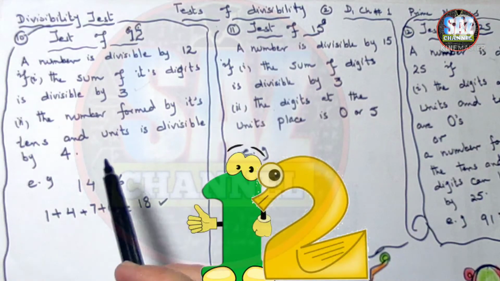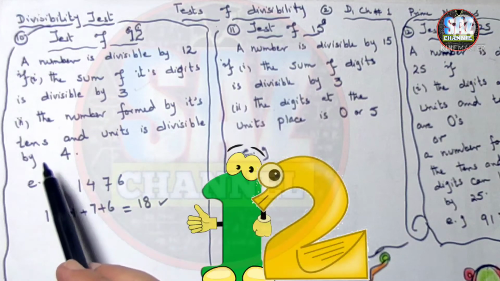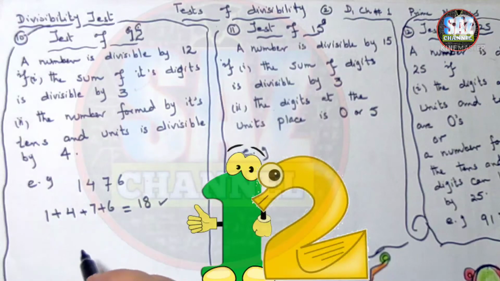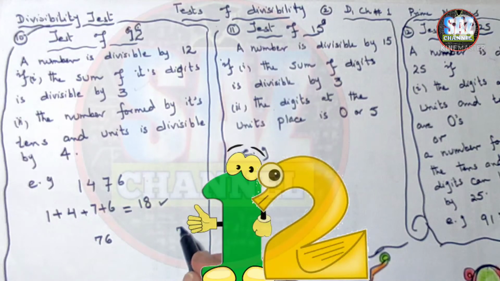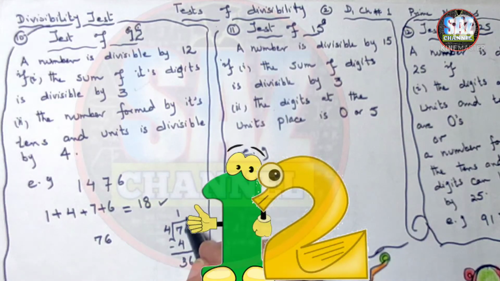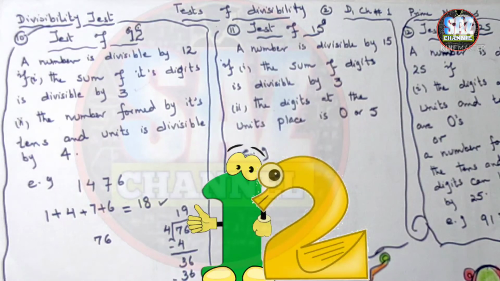And the second condition is that we have to check whether the number formed by the tens and units place is divisible by 4 or not. That is the number 76, and let's see whether 76 is divisible by 4 or not. 4 ones are 4, and we have 3 as a remainder, and 4 nines are 36. So it means as 1476 is divisible by 3 and 4 both, so 1476 is divisible by 12.